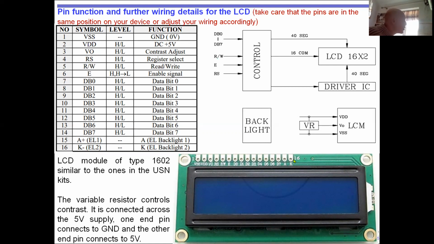And there's your anode and your cathode for your backlight. And then you have all these data lines, and you need to follow the various tables in this slide and the previous slide to connect everything, okay?